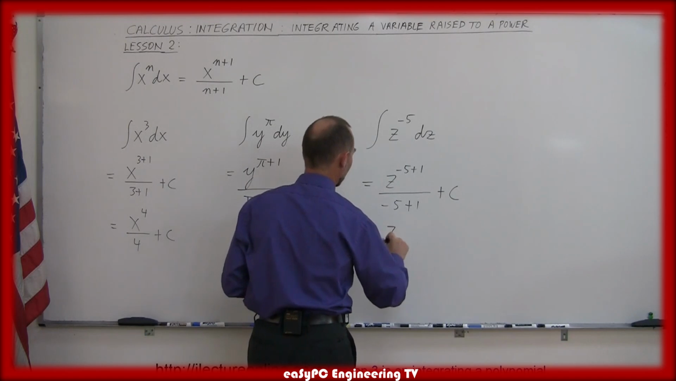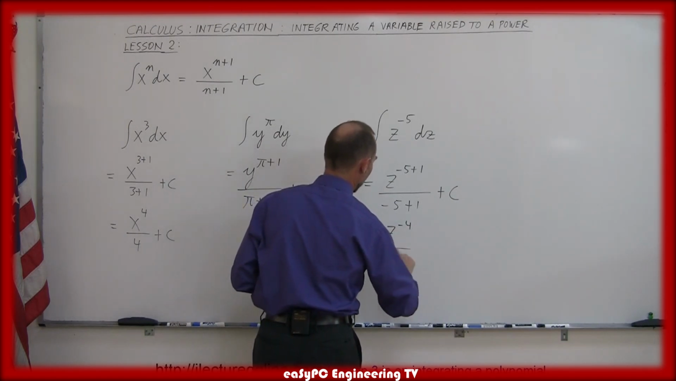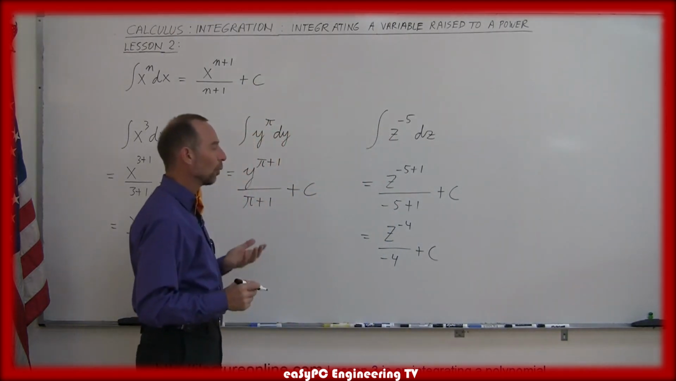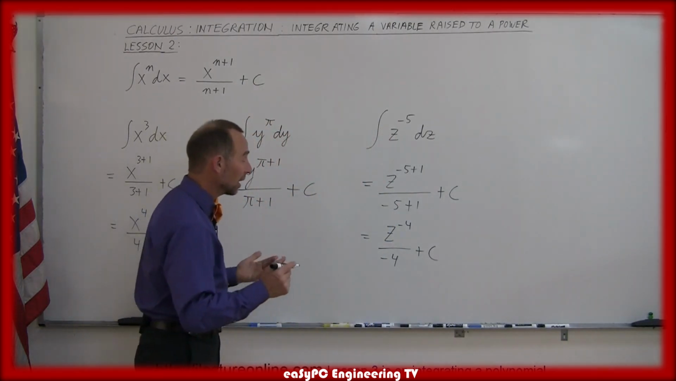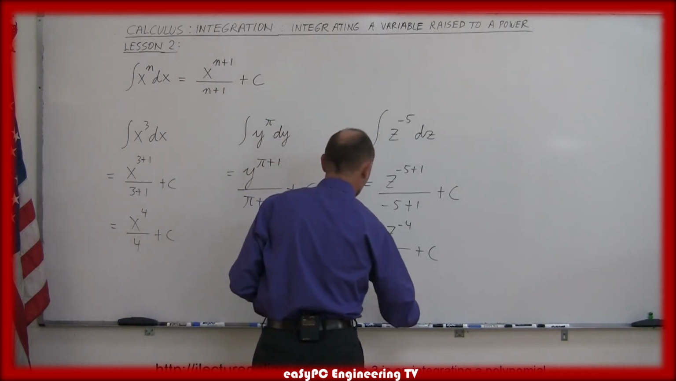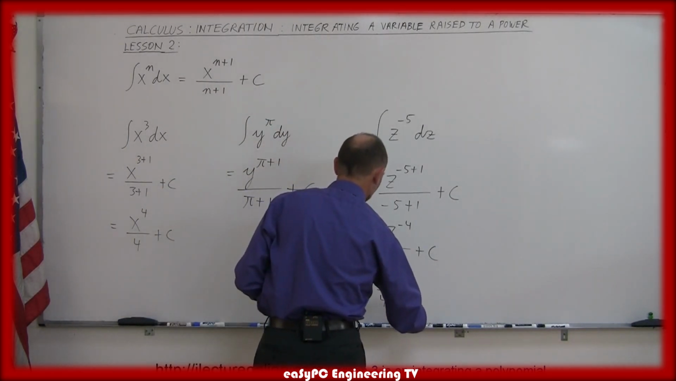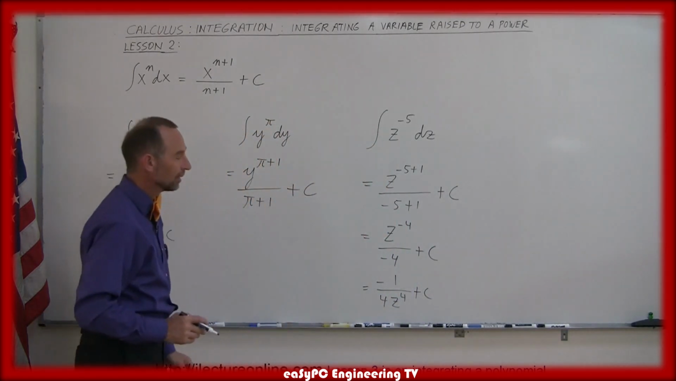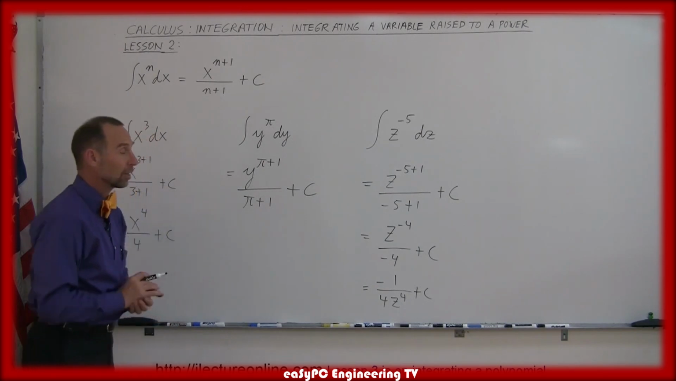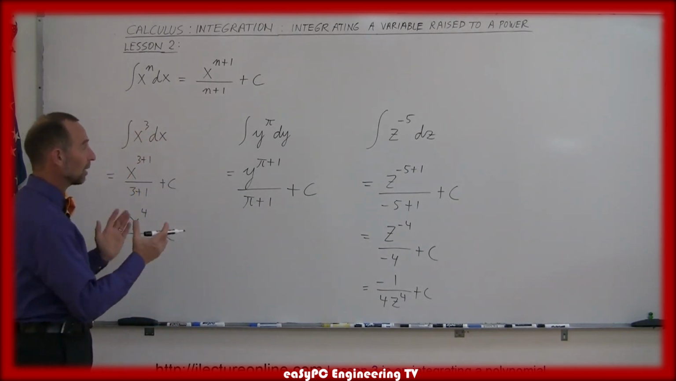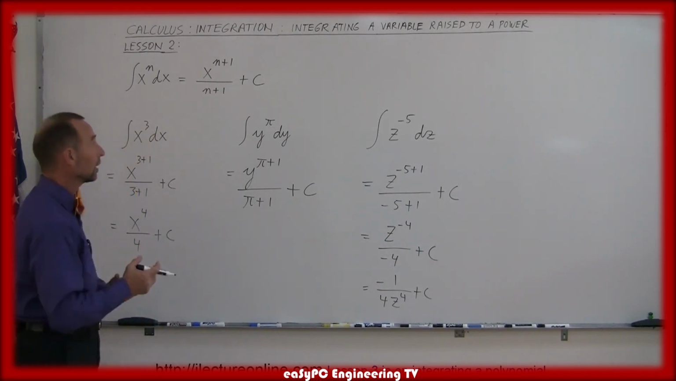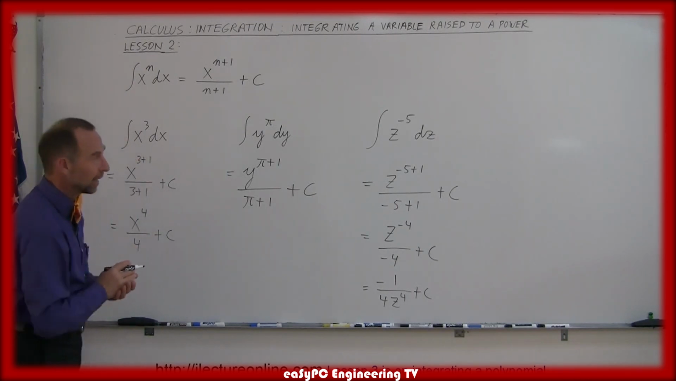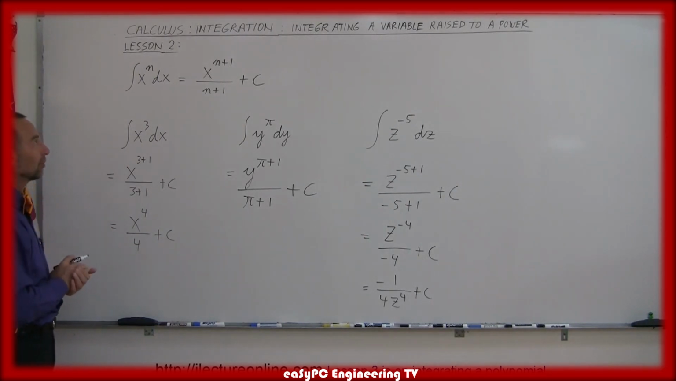And so this becomes z to the minus 4 power divided by minus 4 plus c. And of course, you could write that as 1 over z to the positive 4 power. And so this could be written as minus 1 over 4 times z to the 4th power plus c. Again, it's the exact same thing. It doesn't matter as long as you know how to integrate it. All right, and here are three nice little examples of how you integrate x to some power n. That's how we do that. That was lesson 2.